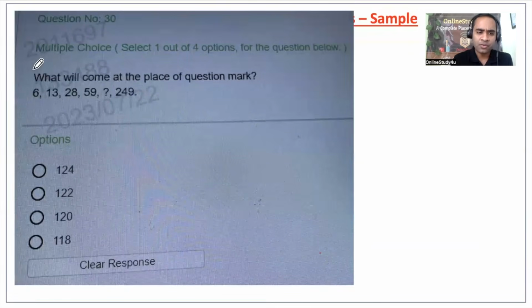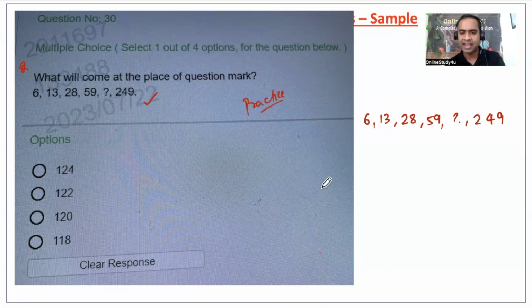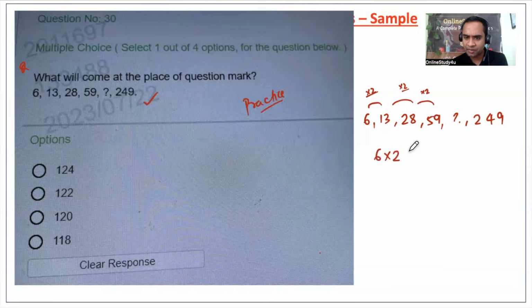Now, question number one. So we have 6, 13, 28, 59, question mark, and 249. Now, friends, many students ask, sir, as soon as we see the question, how will we get to know the logic? So friends, one thing is practice is very important. And the second thing is we need to analyze, like how I do. So here you see 6, 12. That means 6 into 2 will be 12. So something is getting multiplied here, right? So multiplication by 2. 13 into 2 will be 26. So it is multiplied by 2 and some number is getting added. 28 into 2 is 56. Some number is getting added. That means here 6 into 2 is 12. If we add 1, we will get 13, right? So this is how we need to analyze.